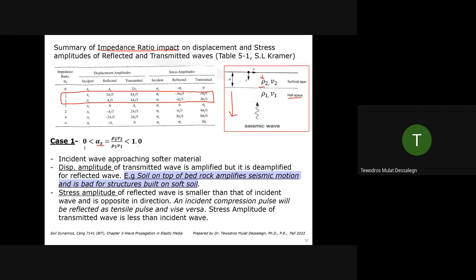Let's say that you have an incident wave. The displacement amplitude of the incident wave is AI. Then the reflected wave, for the AI case, is 3 AI by 5, AI by 3. It decreased. What happened to the transmitted wave? One of you? 8 AI by 5, 4 AI by 3. You see 8 by 5 is larger than 1. So the transmitted wave is amplified. The reflected wave is de-amplified.